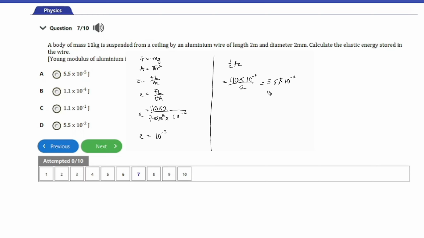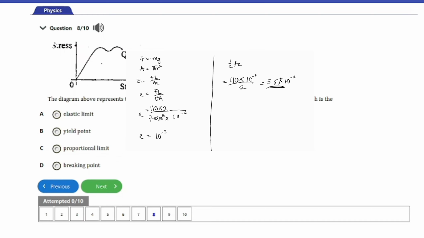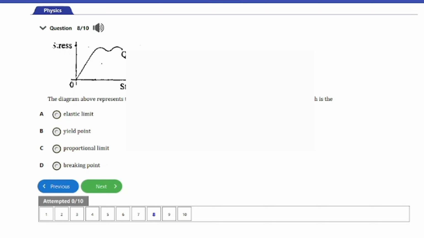So let's go ahead and consider the next question, guys. We have a diagram here in this next question, question number 8. It says, the diagram above represents the graph of stress against strain for an elastic wire. The point Q on the graph is the: A, elastic limit, B, yield point, C, proportional limit, D, breaking point. So guys, the answer to this question is option D, that's the breaking point. So let's go ahead and consider the next question, guys.